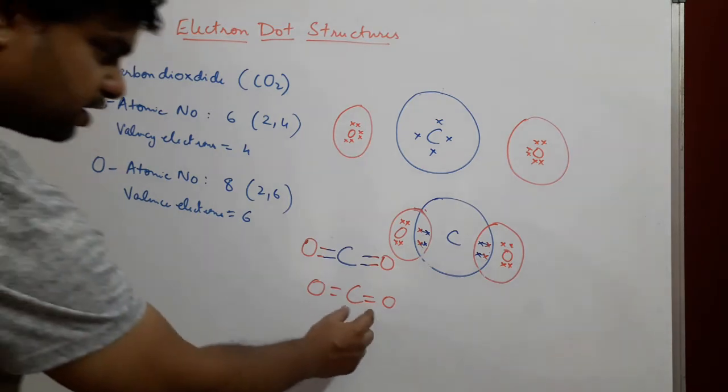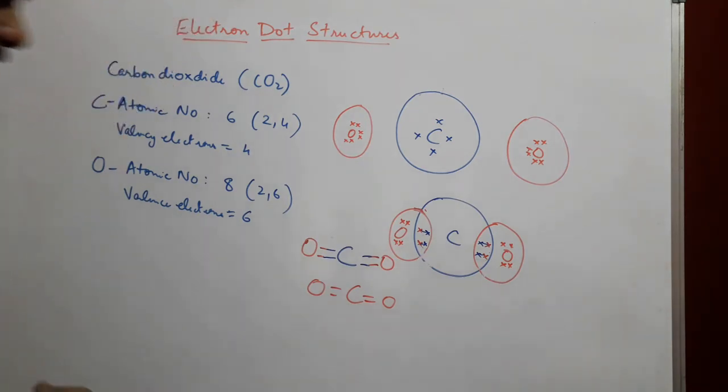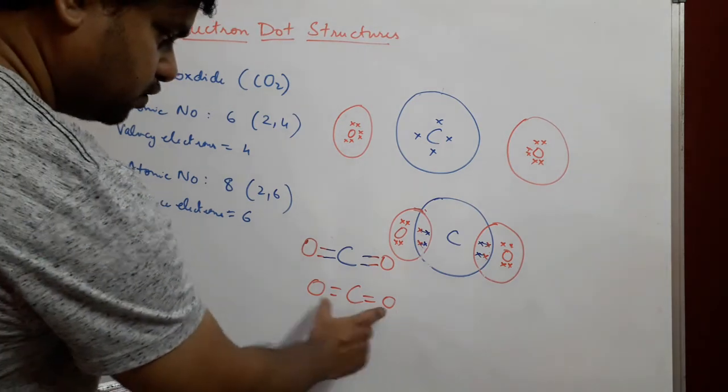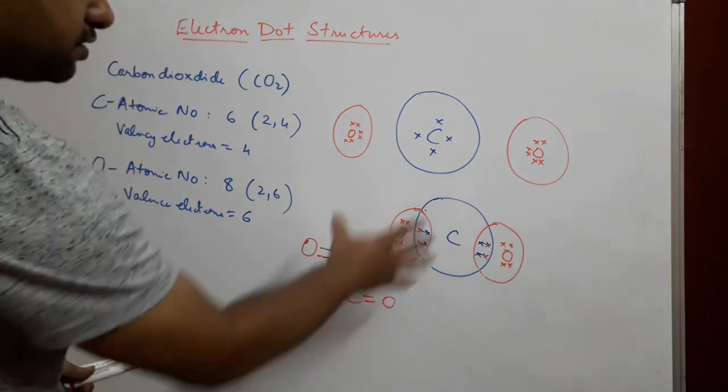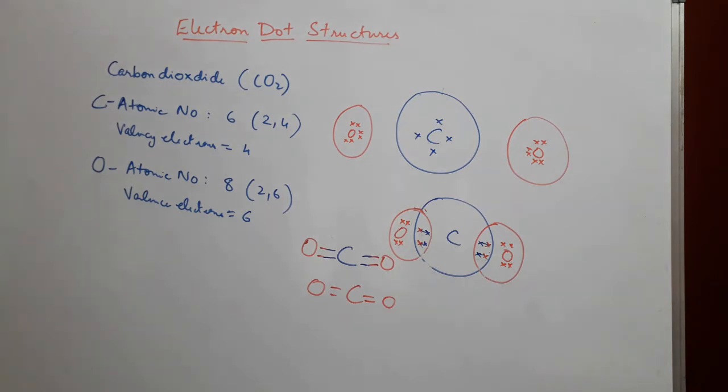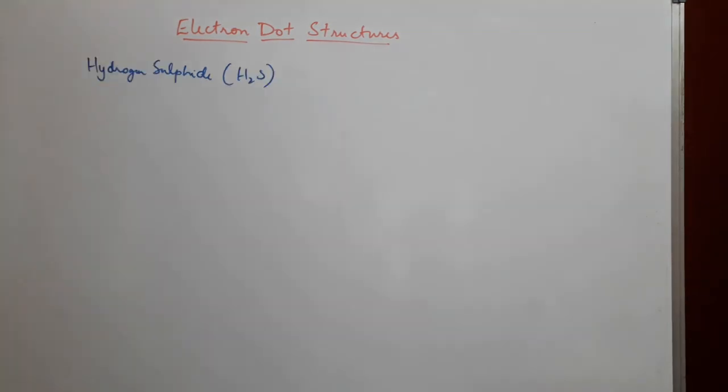Okay, so carbon forms double bonds with oxygen, and hence we get CO2. Okay, so this is how a carbon dioxide electronic dot structure looks like. Okay, next we go to hydrogen sulfide. Next we have hydrogen sulfide, that is H2S.